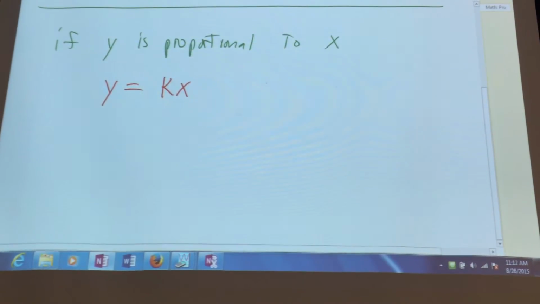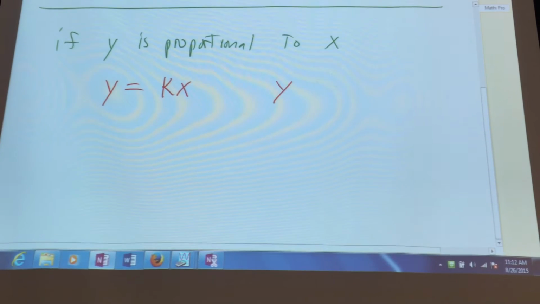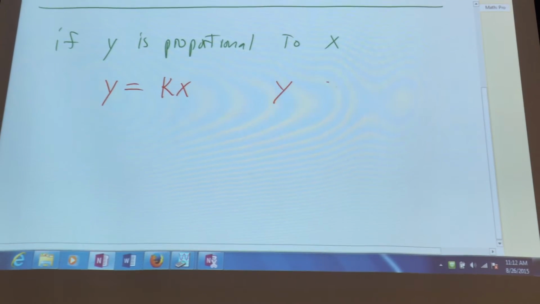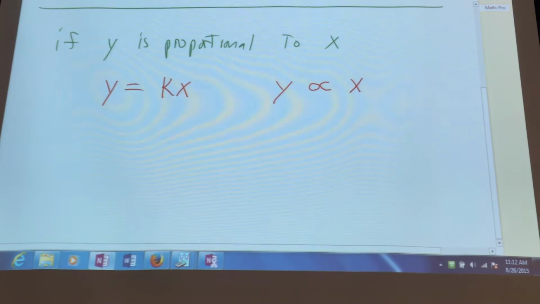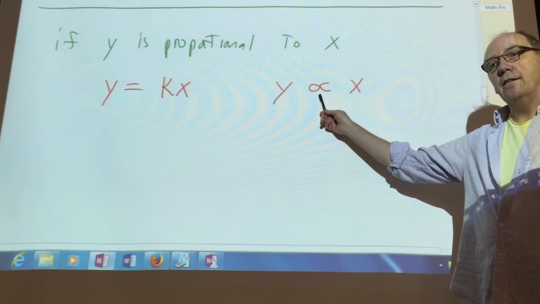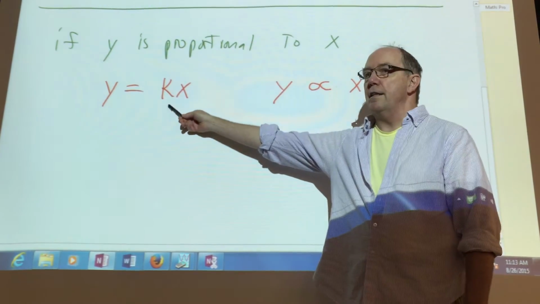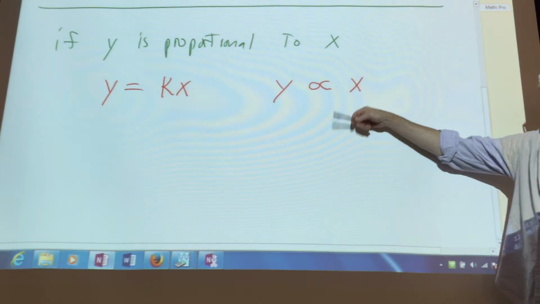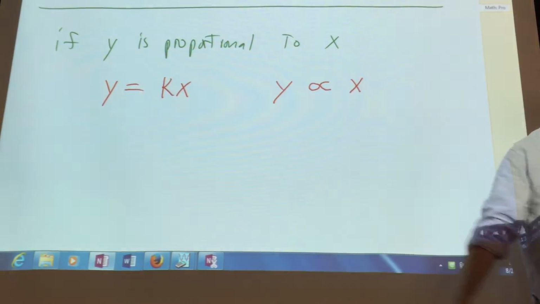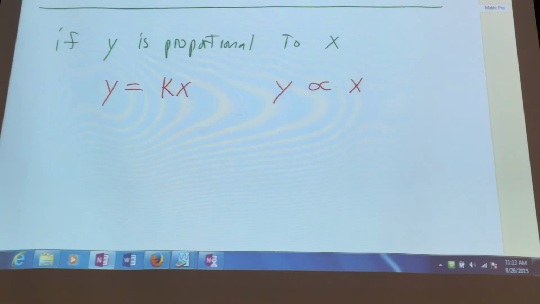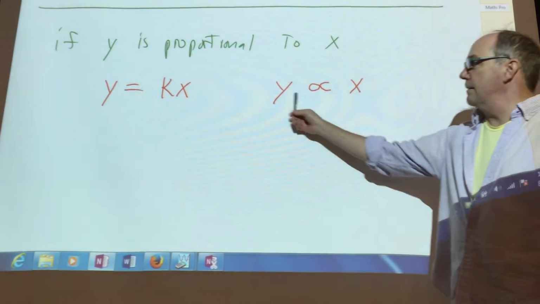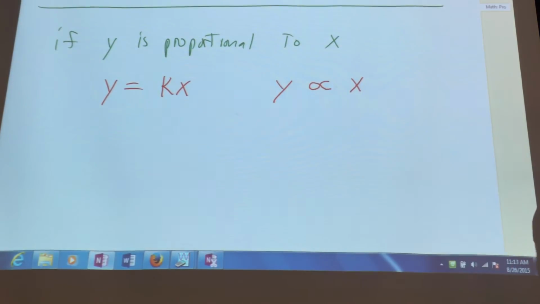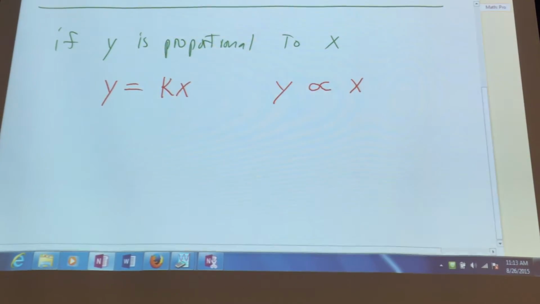It looks a little more scary, but we can also express this with this symbol. Y is proportional to x. What's that symbol called? Proportionality. It just takes the place of the k. It says we don't care what particular k is, it just says y is proportional to x. If we saw this, we would say if x increases, y increases. If x goes down, y goes down. All right.